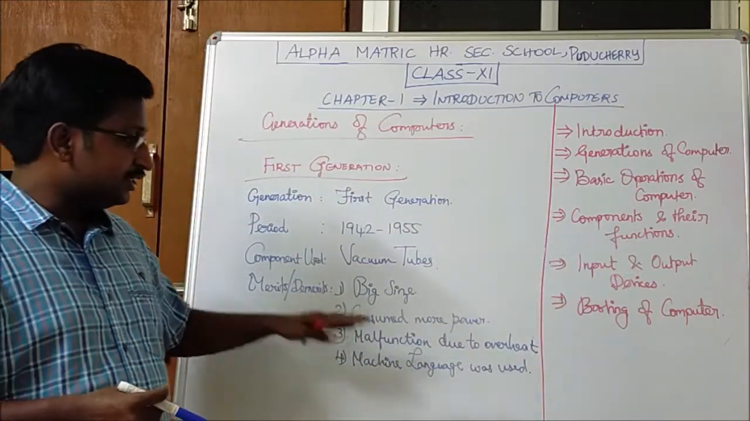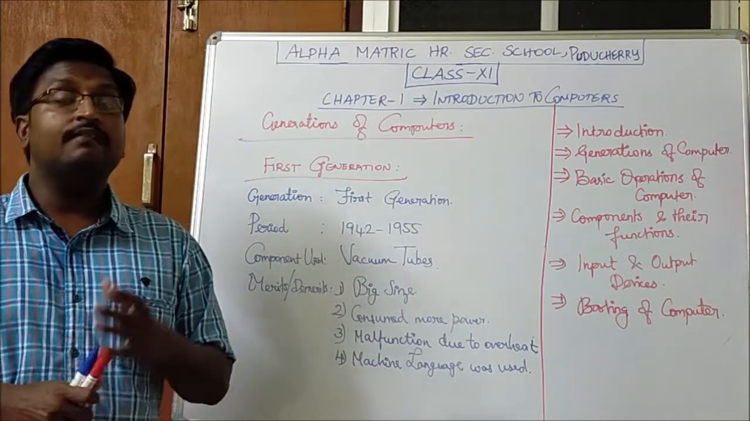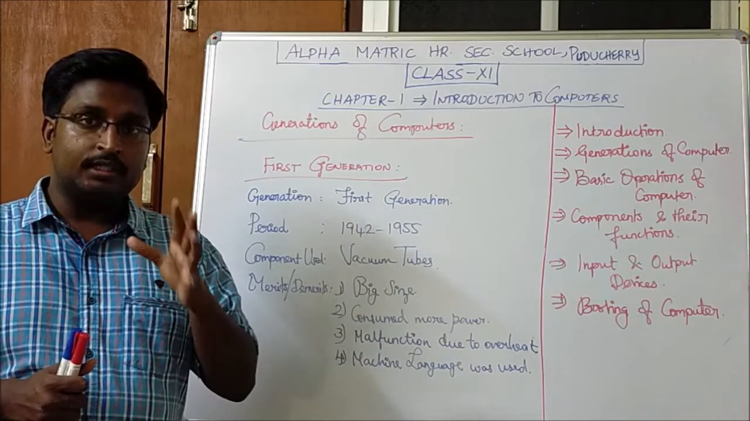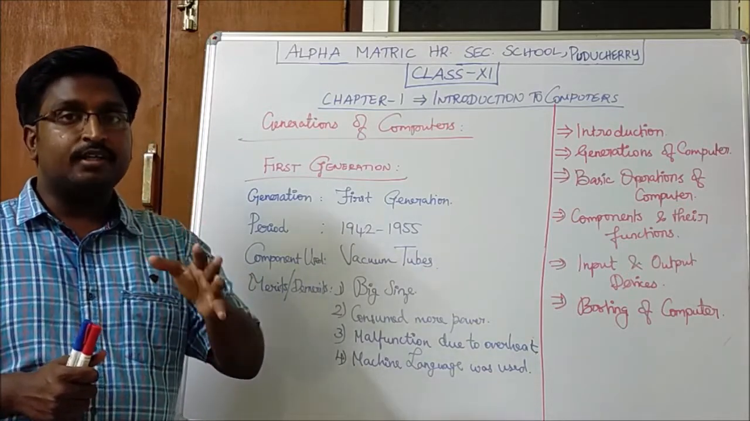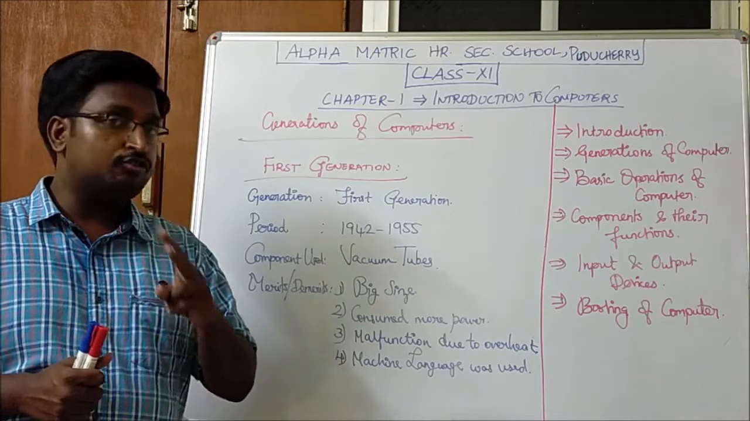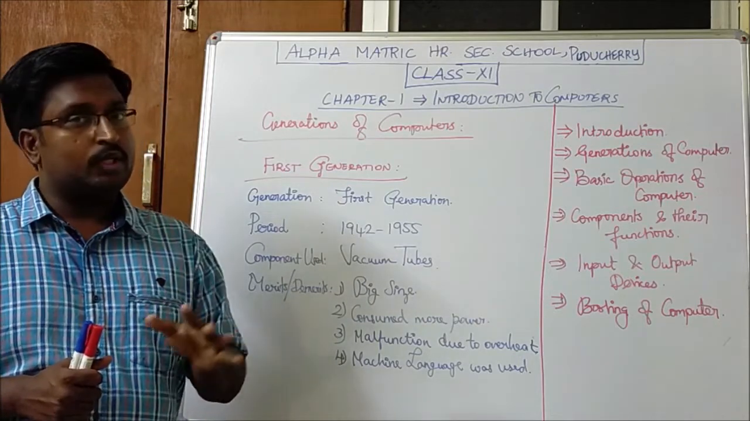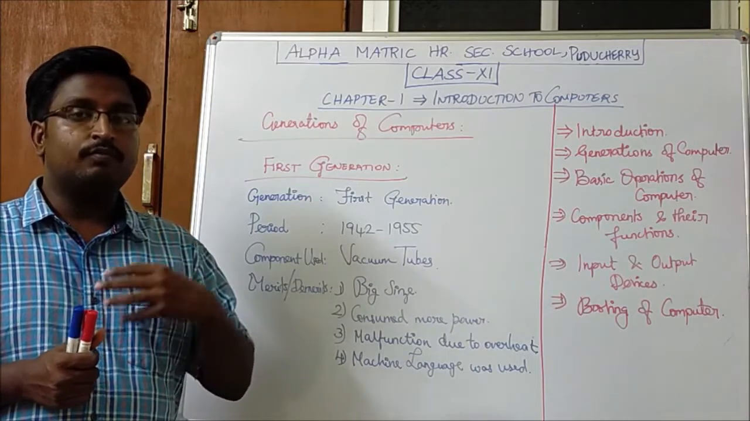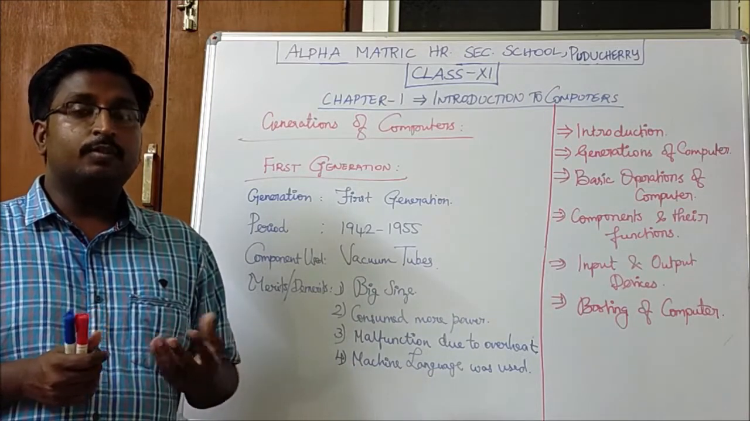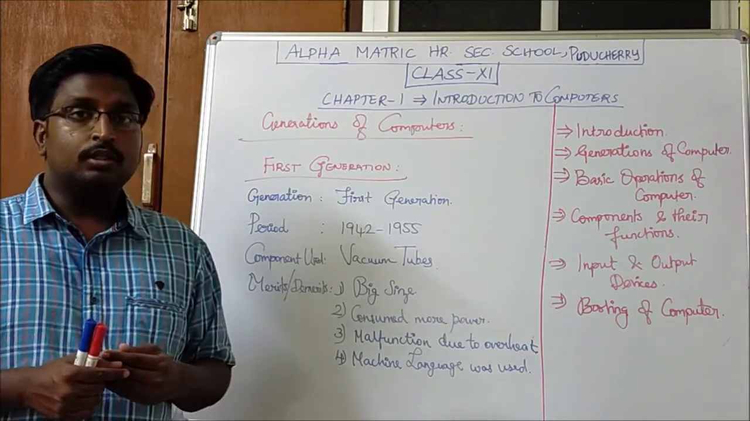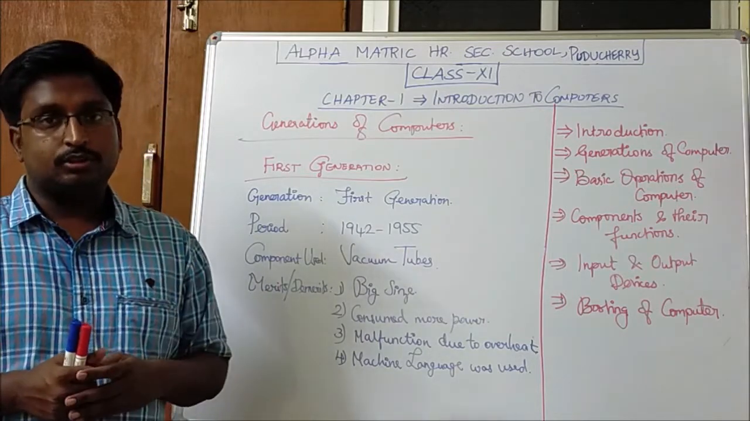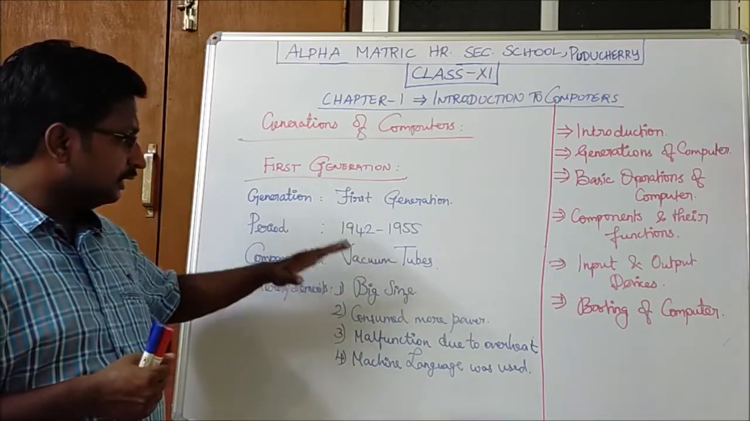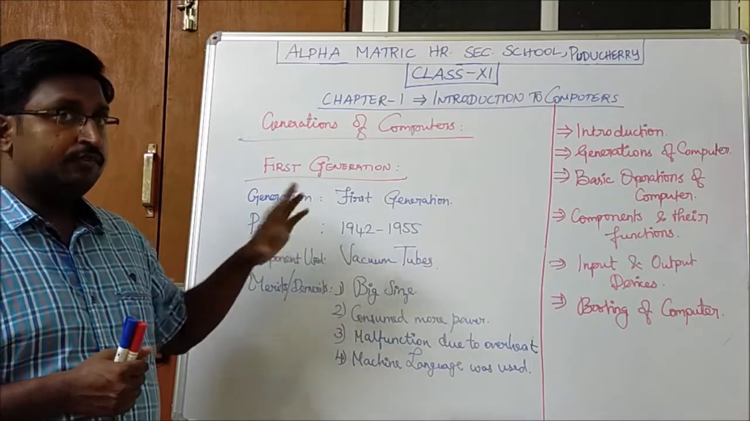And last one is machine language is used. Machine language is nothing but only the computer, the device, can understand machine language, that is the binary digits. Binary means, bi means 2, that is either 0 or 1. It can understand only 0 or 1. The communication will be converted to the computer only through binary digits. So only machine language was used. So these are all the disadvantages that are faced in the first generation.